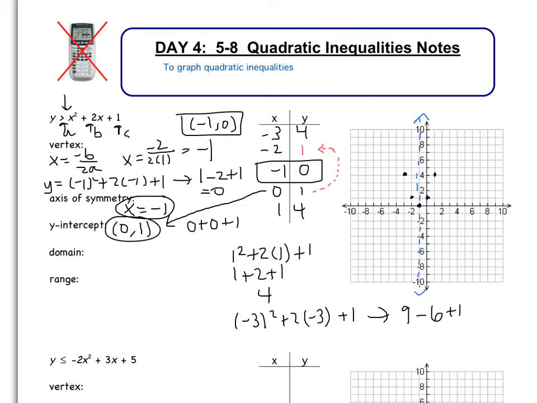Okay, now this is a review of everything that we've done before. The part that's changing now is that we have an inequality. It's not an equal sign, it's a greater than sign. So rather than having a solid parabola, it's going to be dotted.